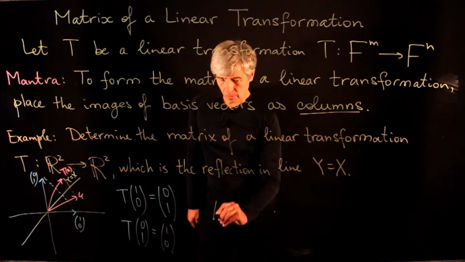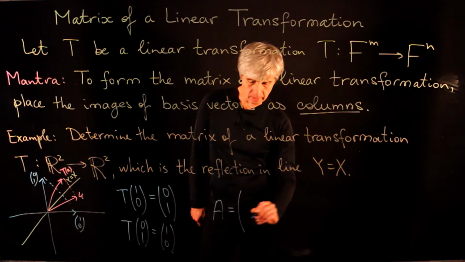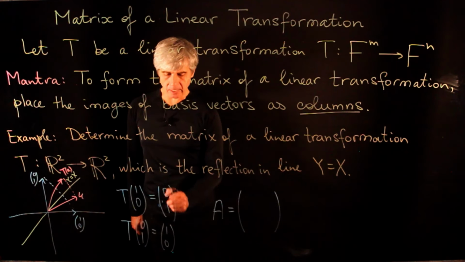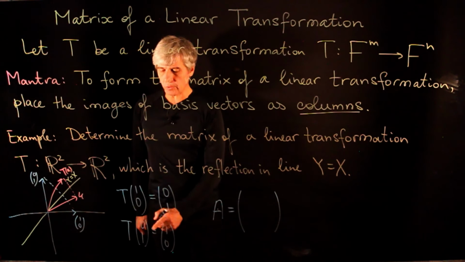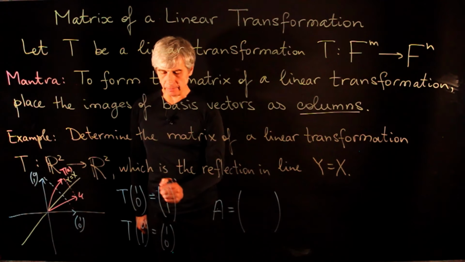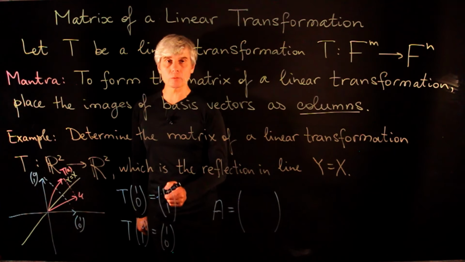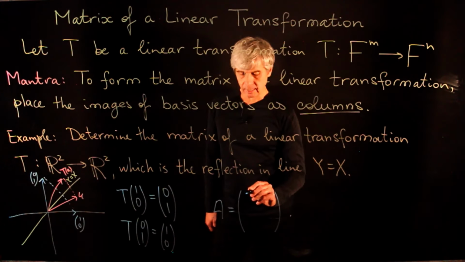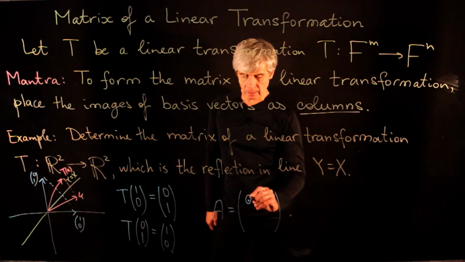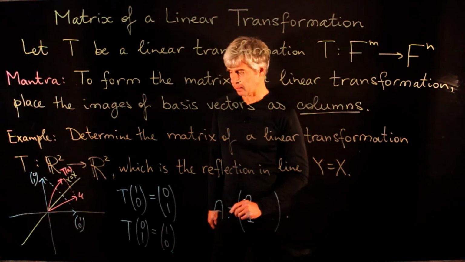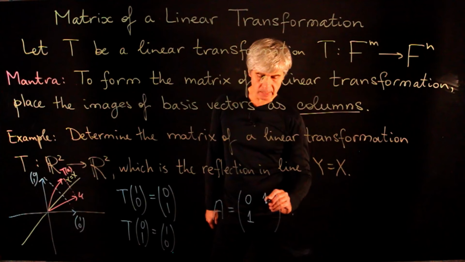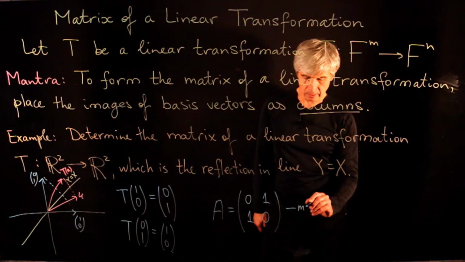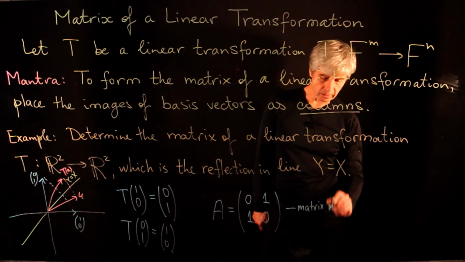And so now we can form the matrix of this transformation. We place the images of the basis vectors as columns. And we should preserve the order of these columns, so the columns should be listed in the same order as the vectors in our basis. So the first column is (0, 1), and the second column of this matrix will be (1, 0). And so we get the matrix of this reflection.